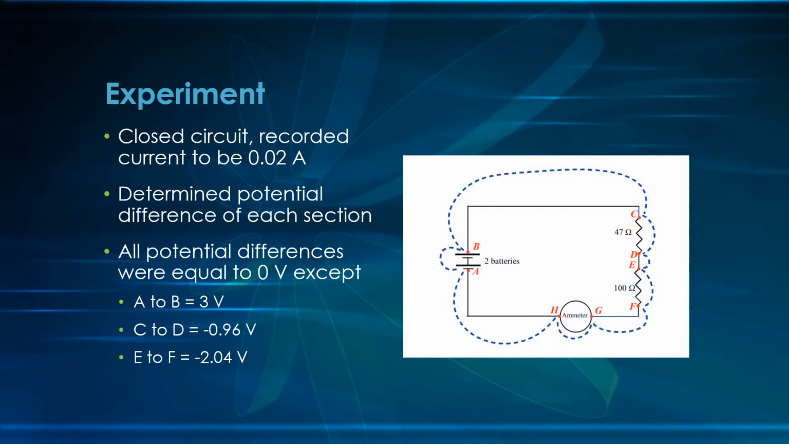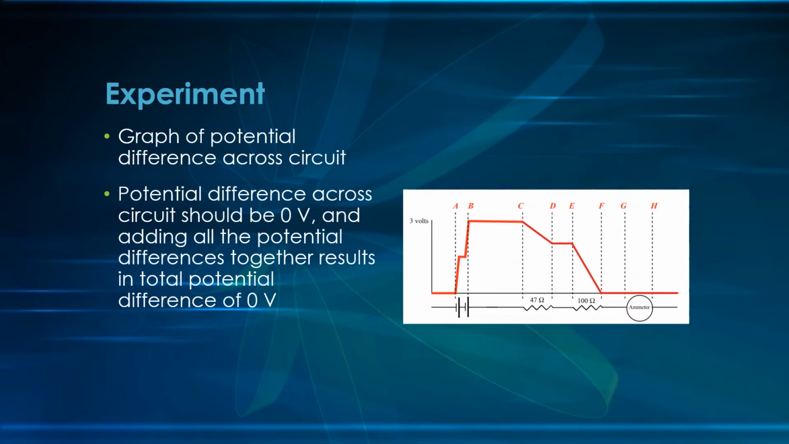Then I closed the circuit and calculated the potential difference of each of the sections shown in the image. All of the sections were equal to 0 volts except for the 3 sections listed which had the voltages shown. Then I graphed the potential difference across the circuit, and we should expect that the potential difference should be 0 across the circuit, which is also shown in the graph, and when you add all the potential differences together from the experiment.